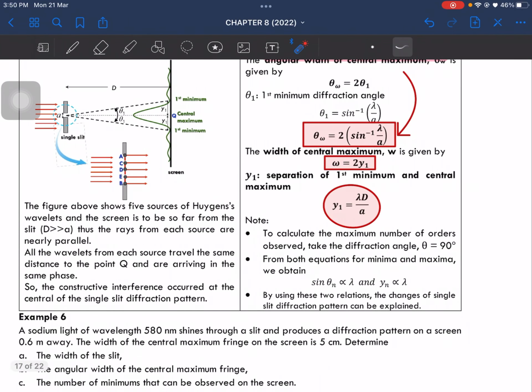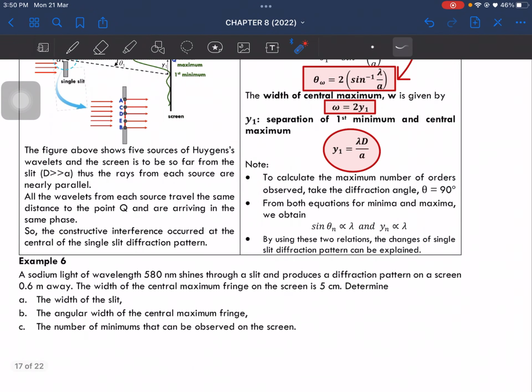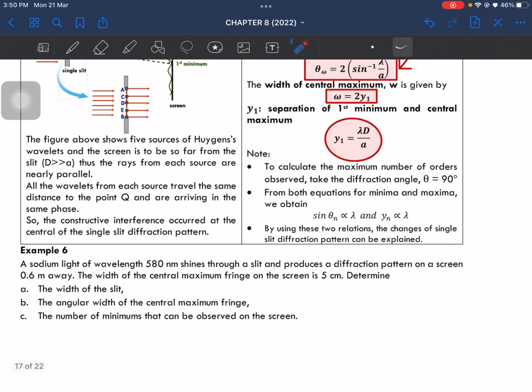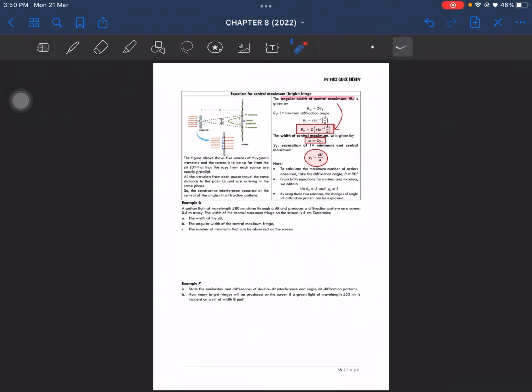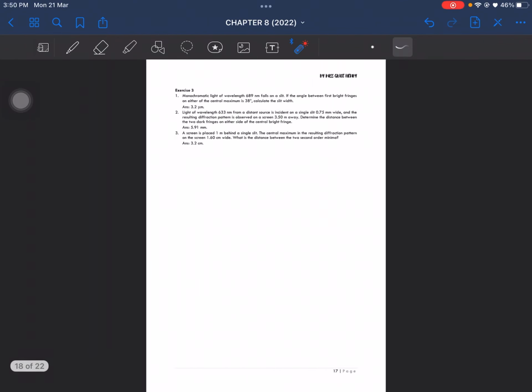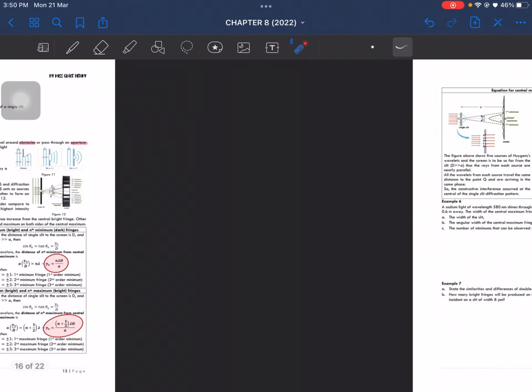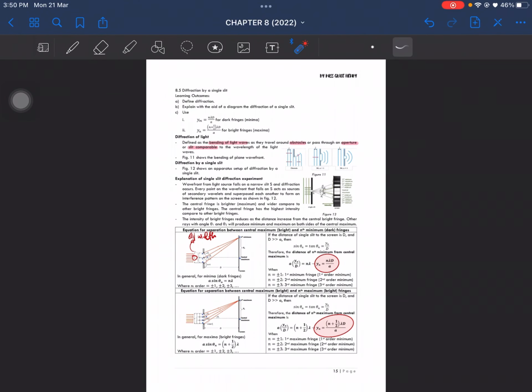Okay, and then if a question asks you to calculate the maximum number of orders observed, we have to take the angle theta to be equal to 90 degrees. From both of the equations for minima and maxima, we have obtained this. So by using these two relationships, the features of the single slit diffraction pattern can be explained. So just use these relationships. Alright, I'm getting tired. So that is our fifth subtopic.